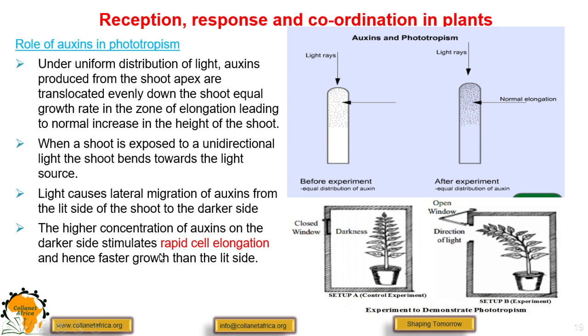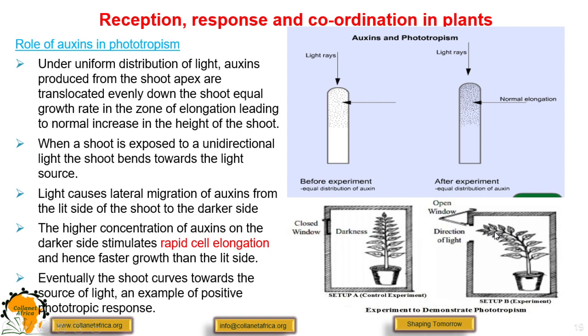And then the higher concentration of auxins on the darker side, this part, stimulates rapid cell elongation and hence faster growth than the lit side, this part which is facing light directly. Eventually, the shoot grows towards the source of light, and that is a positive phototropic response.